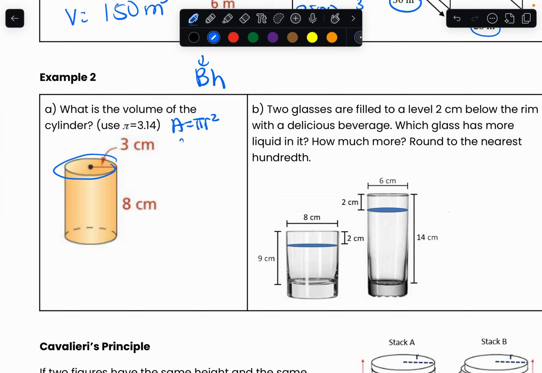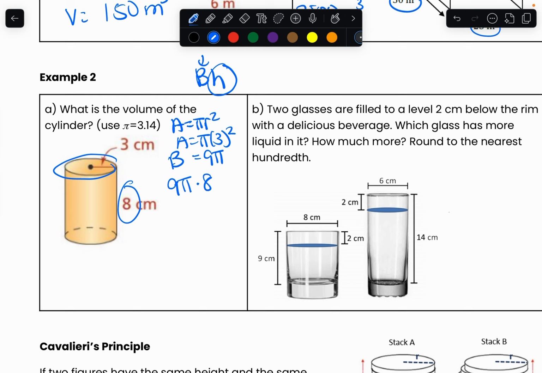So my area for my base right here will be pi times my r, which in this case is 3 because that's my radius, squared, and this will give us 9 pi. Then we have to multiply my base area by my height. My height here is going to be this one right here. So I'm going to do 9 pi times 8.